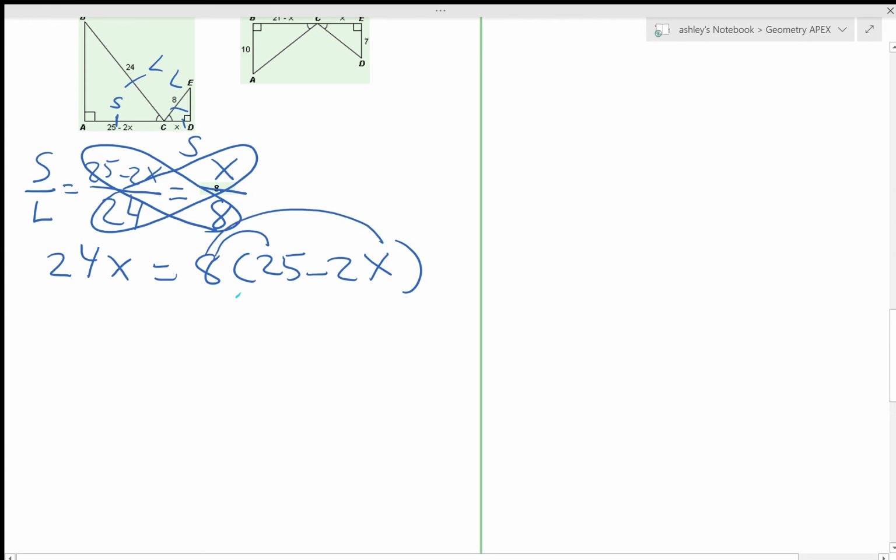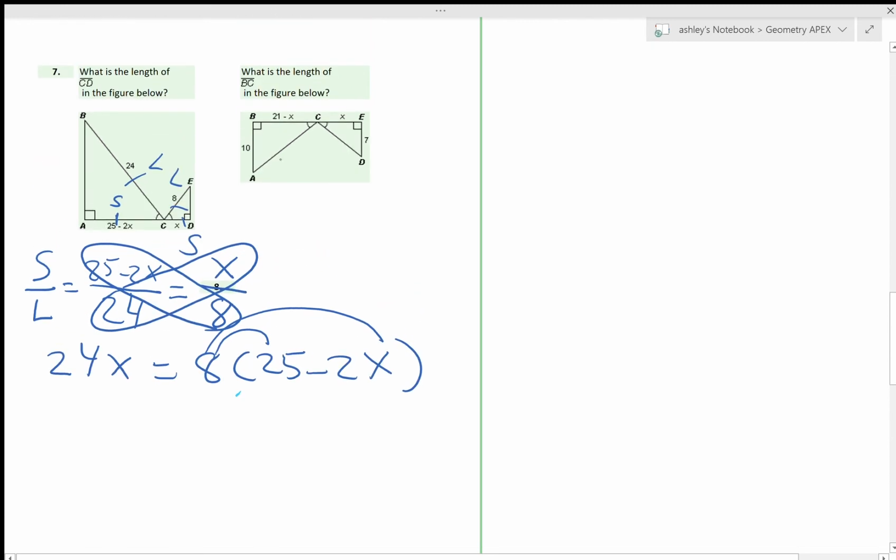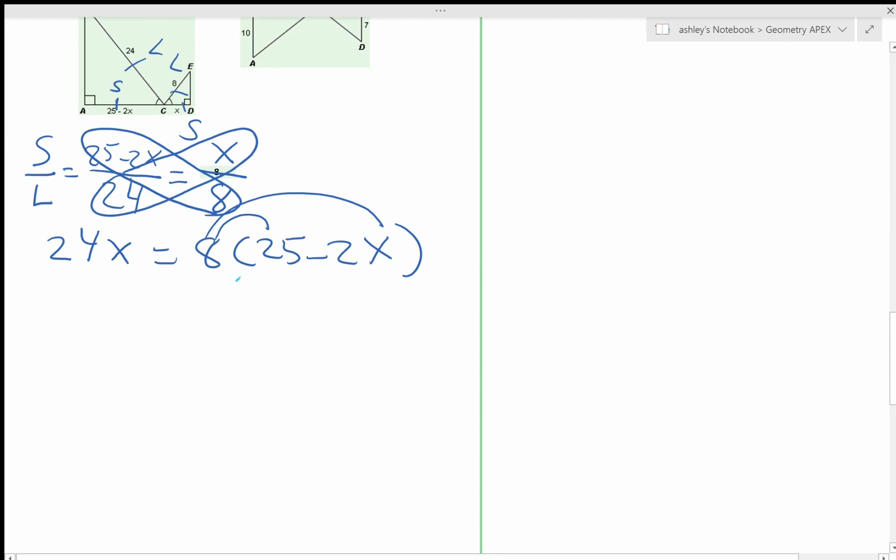Okay, number 8 here will also have this distribution happening. So distributing, I still have this 24x on this side. 8 times 25, I believe, is 200, minus 16x. Now we have a two-step equation. I always hate when I have a negative x. In order to get rid of a negative x, I do the opposite action. So I'm going to add 16x to both sides.